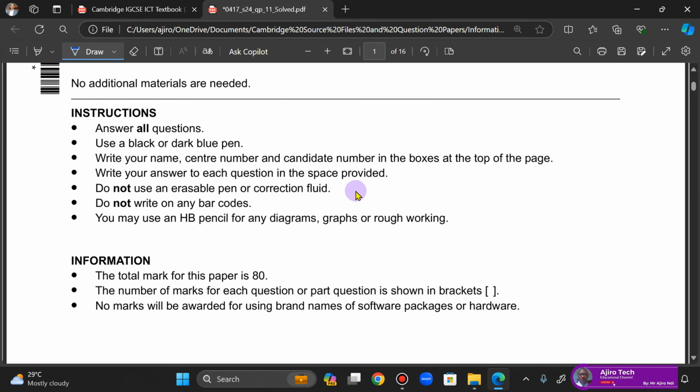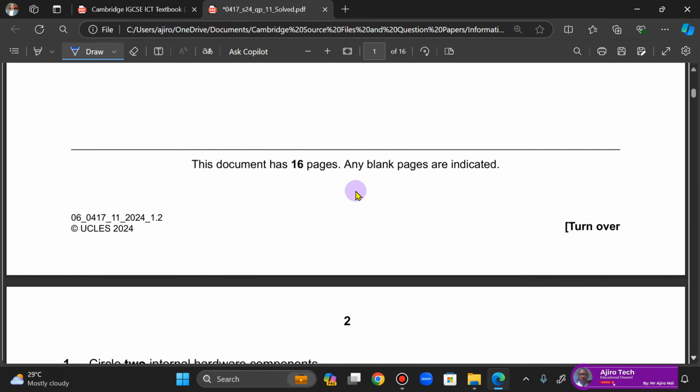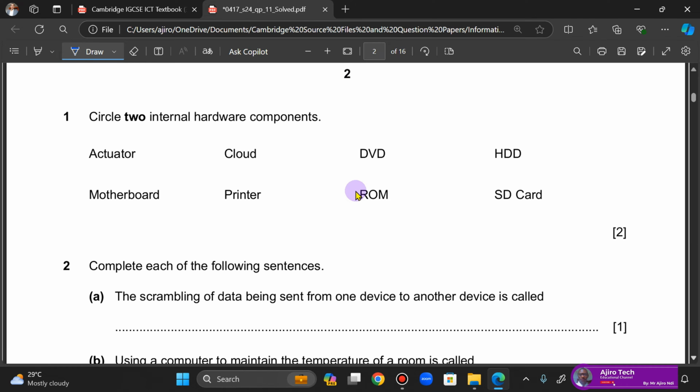Please, the instructions are very important, so please go to the instructions. You can see I'm using a blue pen. You're either using a black pen or a blue pen, so that's very, very important. The total mark for this paper is 80. So let's proceed to question 1.